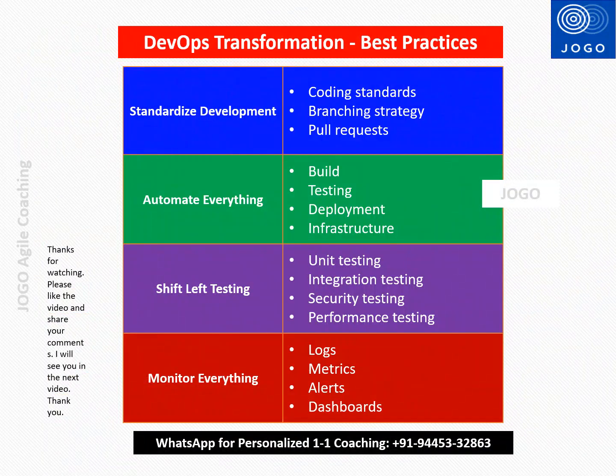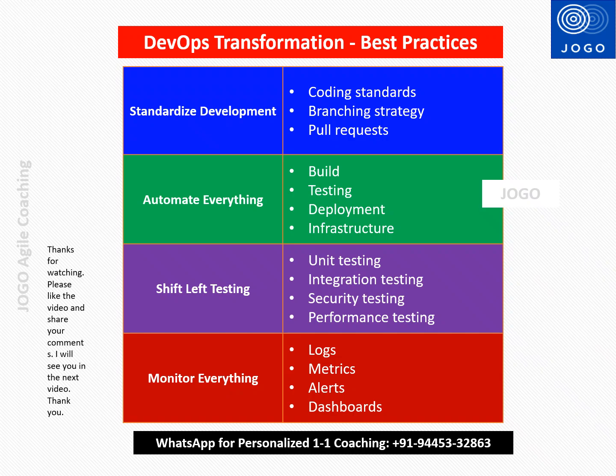Now let us understand a few best practices related to DevOps transformation. The first one is standardize the development. Ensure that coding standards are defined and all the developers understand the coding standard and write the code accordingly, a branching strategy is defined and everybody is following it, and a pull request process is in place and team members are following it. So these are the standardized development activities we can do.